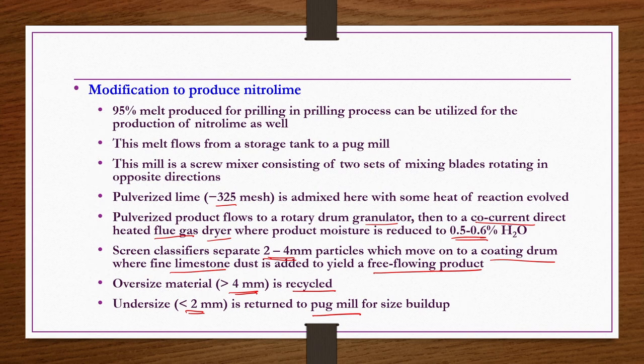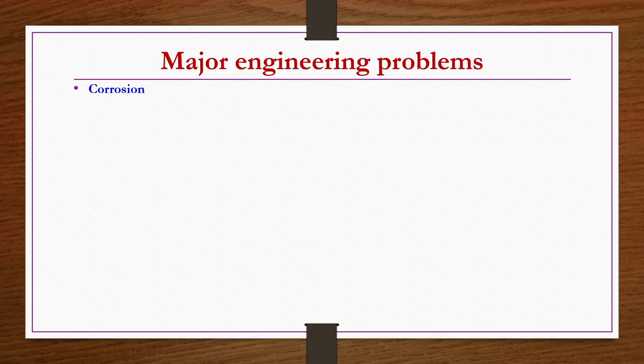Okay, so all four alternative options that are possible in an ammonium nitrate plant we have discussed here, right? Now we see the major engineering problems associated with ammonium nitrate production plants. First one is corrosion.